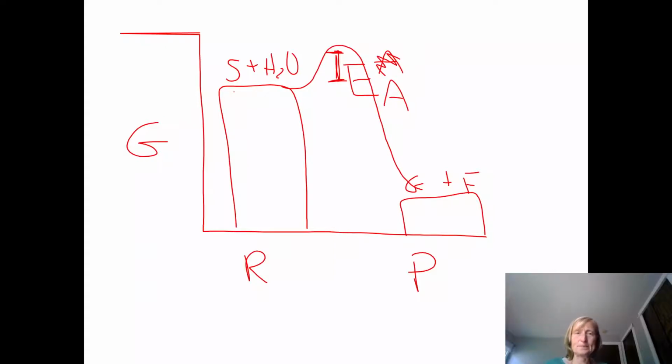Okay, we'll forget that. So it takes a little bit of energy to get this reaction started. That's the activation energy. And it turns out enzymes lower the amount of activation energy necessary to get a reaction started. That's why they can speed up chemical reactions.